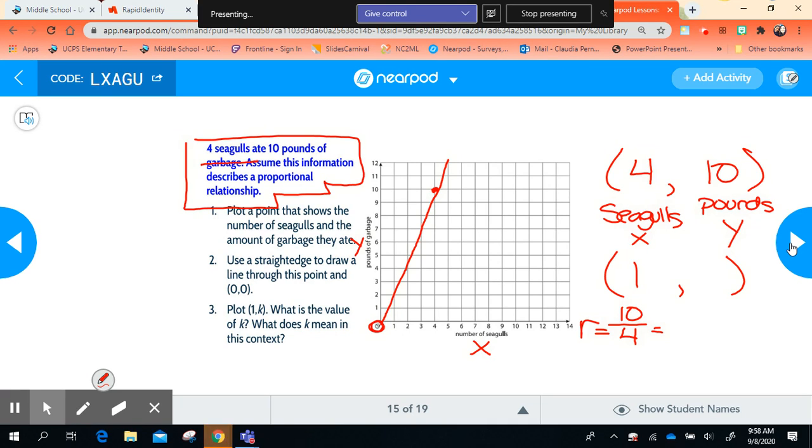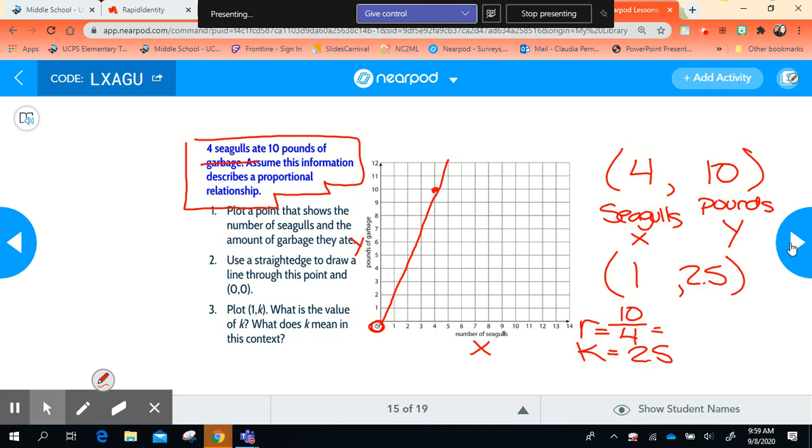2.5. Thank you. 2.5. So remember, R and K mean the same thing. So our unit rate is 2.5. So what does K mean in this context? That means that for every 1 seagull, they eat 2.5 pounds of garbage, which is gross. I thought they ate fish. They eat garbage. 2.5 pounds of garbage each. So that's basically what it's telling us.